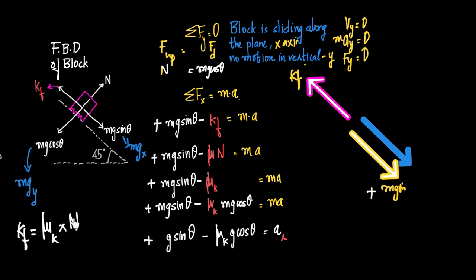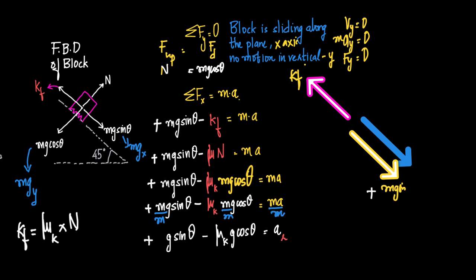And what is the normal reaction? We just found out the normal reaction to be equal to mg cos theta. So instead of normal reaction here, we can write that this is equal to mg cos theta. And since normal reaction is mg cos theta, all these three terms now have m with them. And what can I further do? I can divide this entire equation by m.